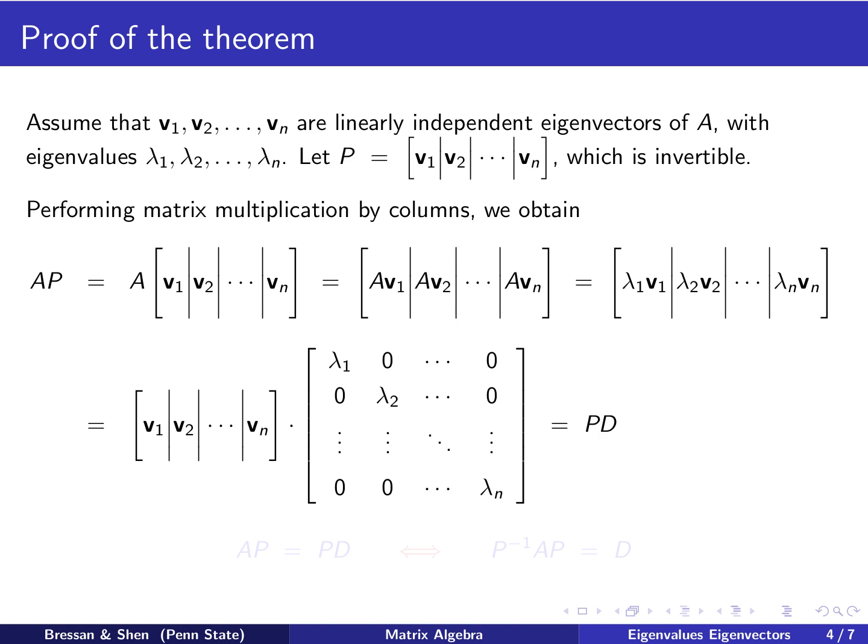Okay, so we see that this is P and this is D, so we write it down. What we have proved so far is that A times P equals P times D, which we write here.